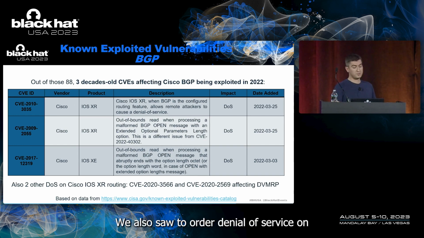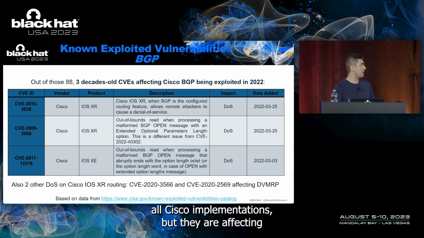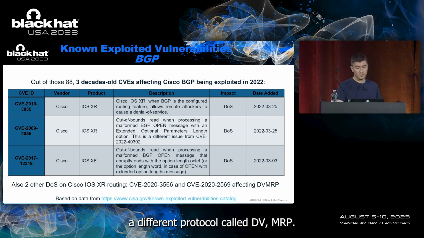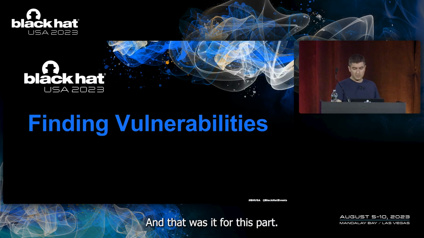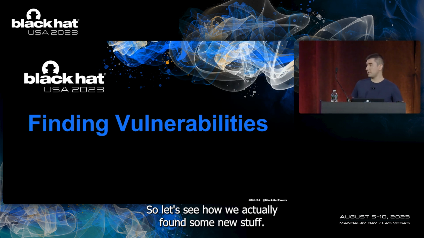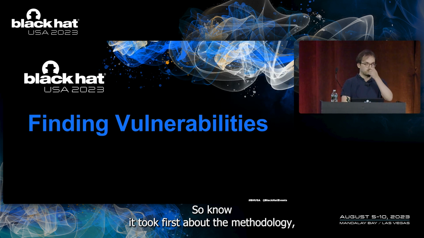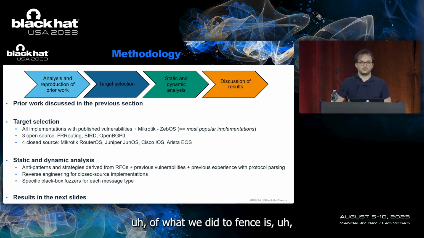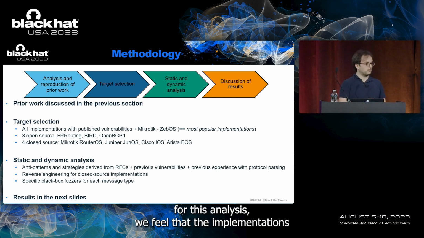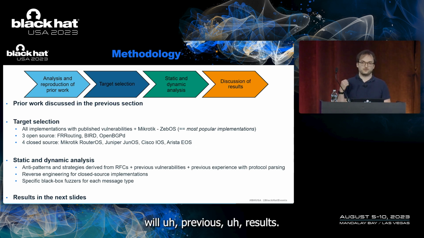We also saw 2 other denial of service on Cisco implementations, but they are affecting a different protocol called DVMRP. And that was it for this part, so let's see how we actually found some new stuff. Yes, so now we'll talk first about the methodology of what we did to find these vulnerabilities. So for this analysis, we first looked at the implementations where previous researchers found the vulnerabilities.